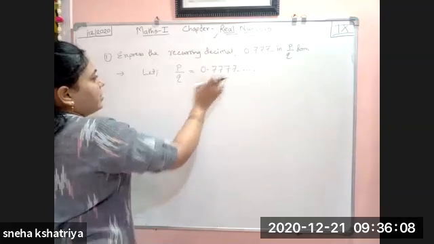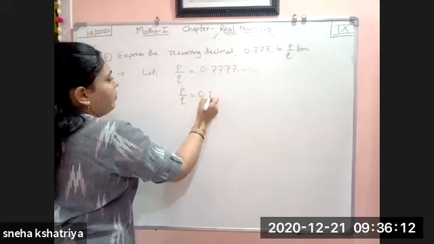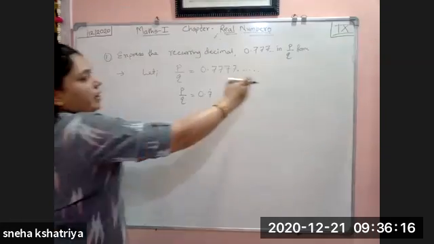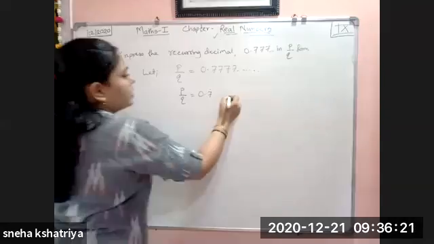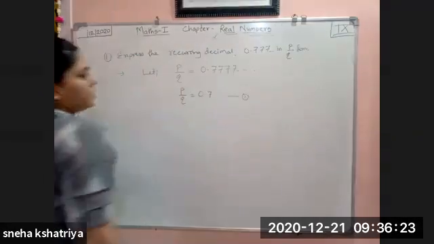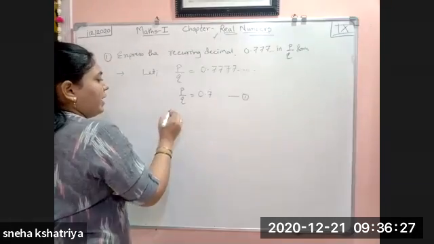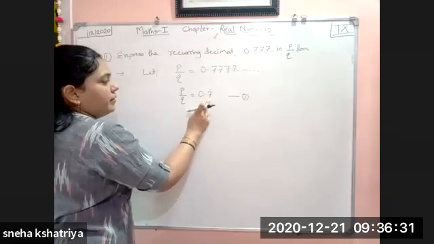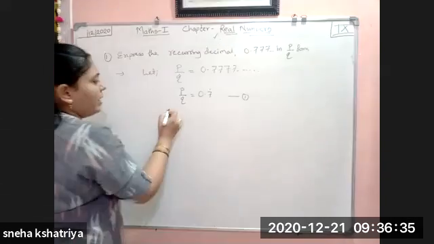Now this we can write as P upon Q is equal to 0.7 and a dot, right? Rather than writing it so long, it is better to just keep a dot. Okay, so this we can say as equation number 1 also. Now multiply both the sides by 10. Why 10? Because only one number is repeated.